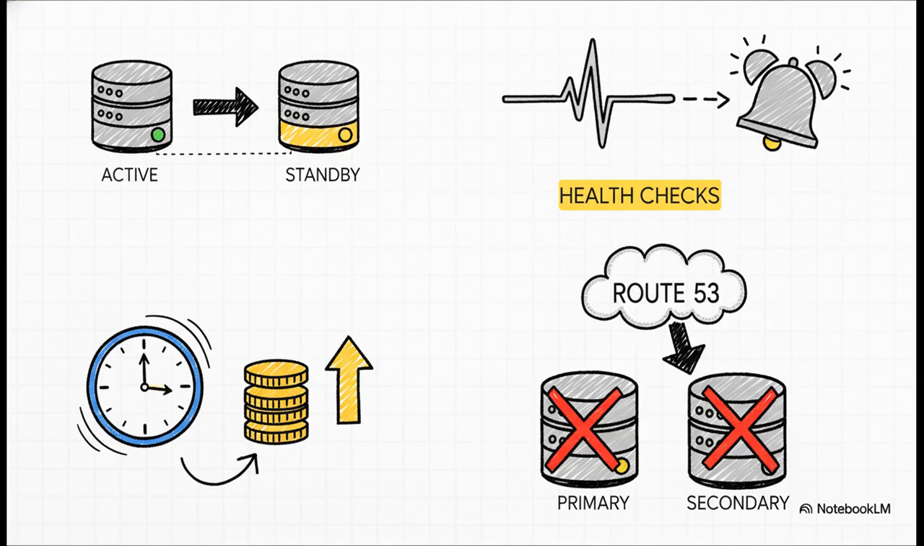And number 4, this is a classic trick question on the exam, so listen close. If both the primary and the secondary are unhealthy, where does Route 53 send the traffic? It sends it to the primary. It defaults back to the primary record even if it's sick.